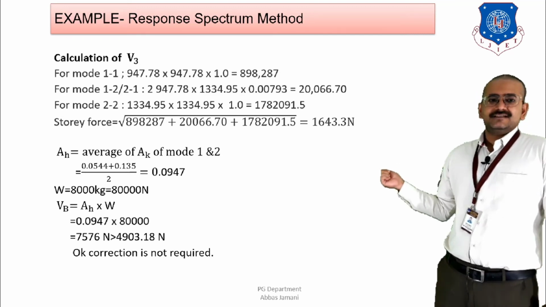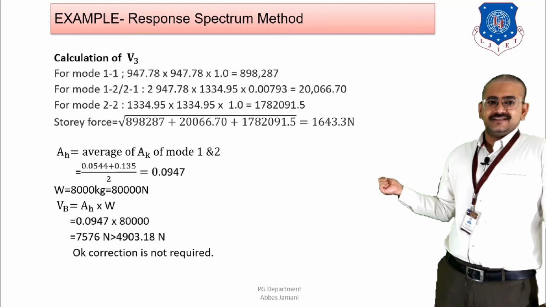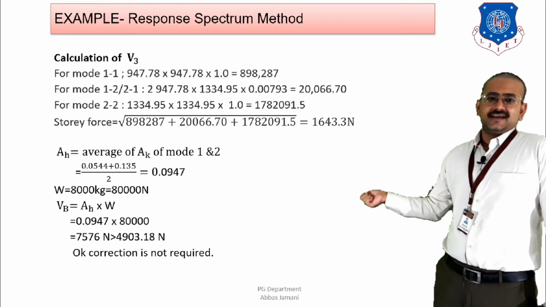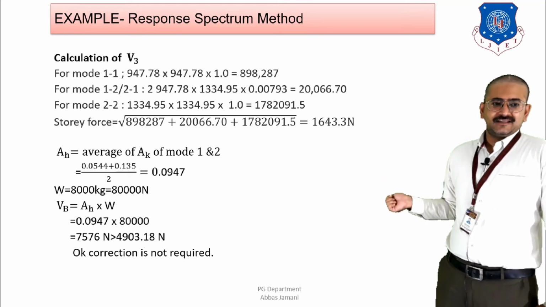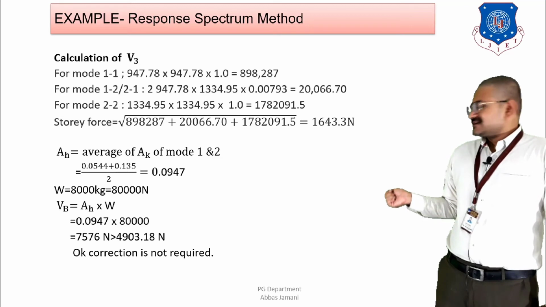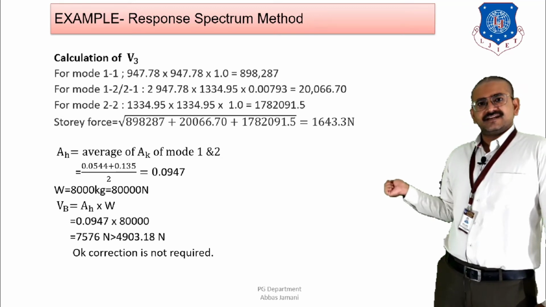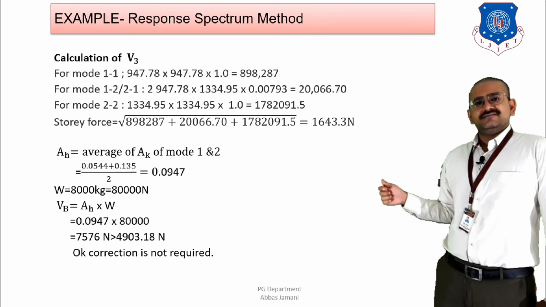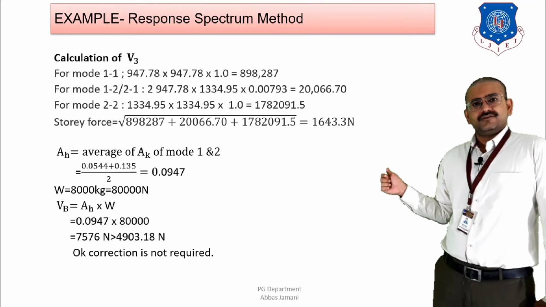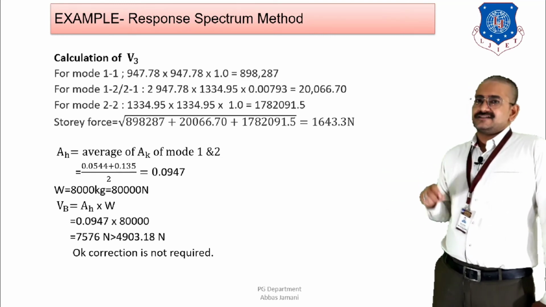Then the seismic weight is available to me as 8000 kg. I convert it into Newton and then I calculate the value of VB dash. So VB dash is equal to AK into W. I substitute these values and I get 7576 Newton, which is greater than 4903 Newton, which we are getting from the table. Since the value is greater than the actual value that we have obtained from the table, the correction is not required.